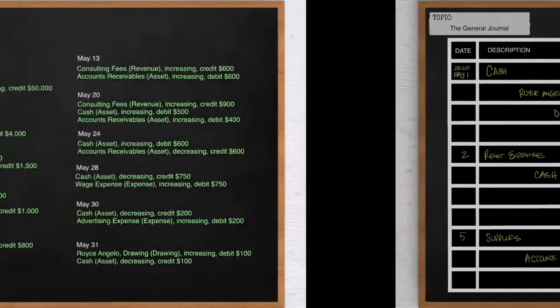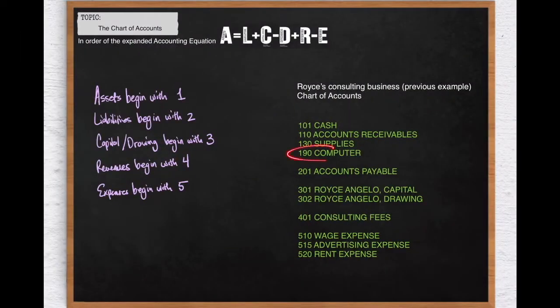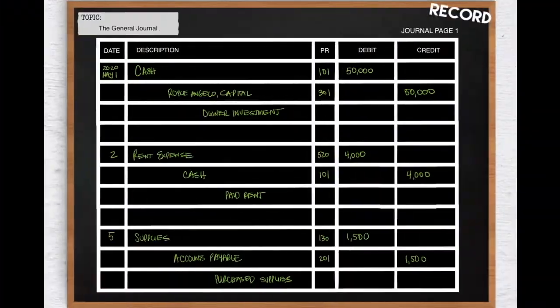Then you want to indent for the description. So purchased computer. I like simple descriptions. You don't have to write a whole sentence, just something real fast to describe what went down or what was going on in the transaction. So the post reference number or the PR is coming from your chart of accounts. I'm looking at the computer and the accounts payable.